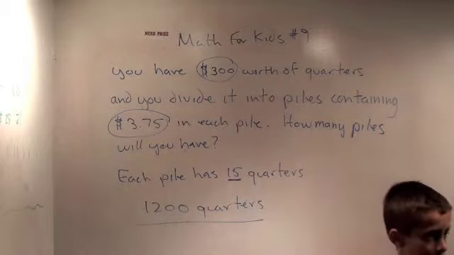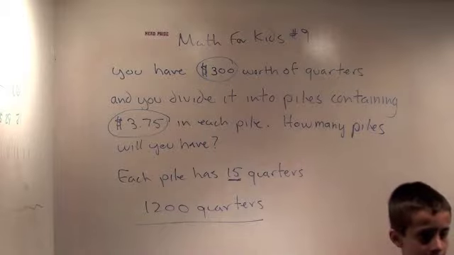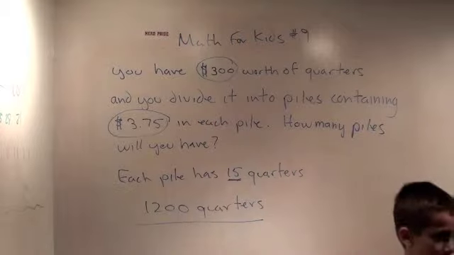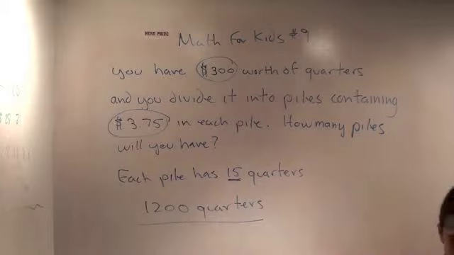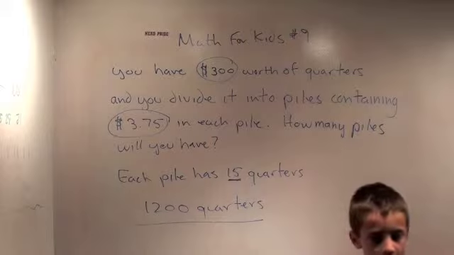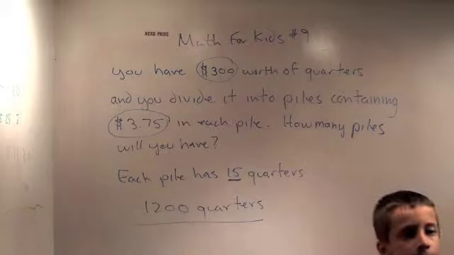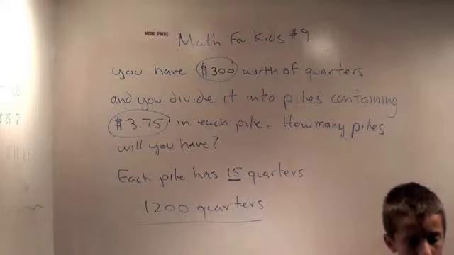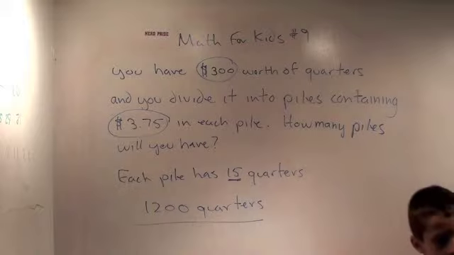You know what the easy way to do that is? How many quarters are in $1? 4. So how many quarters are in $300? Well, it's 4 times something. 4 times what equals 300? How many quarters are in $1? 4. How many quarters are in $2? 8. How many quarters are in $3? 12. How many quarters are in $300? 1,200.